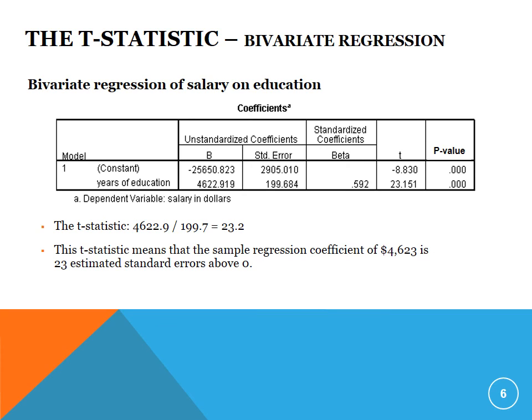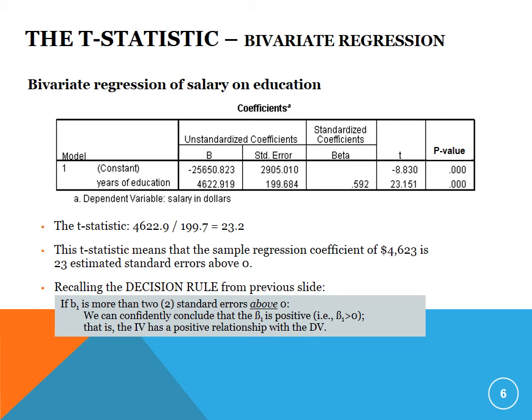So the T statistic means that the sample regression coefficient of $4,600 is 23 estimated standard errors away from 0. Recall that all we needed was 2, right? We just wanted to be above positive 2 or below negative 2, in order to be not in that no-fly zone, and to be in the fly as much as you want zone, okay? But right now it's telling us that we are 23 standard errors away from 0.